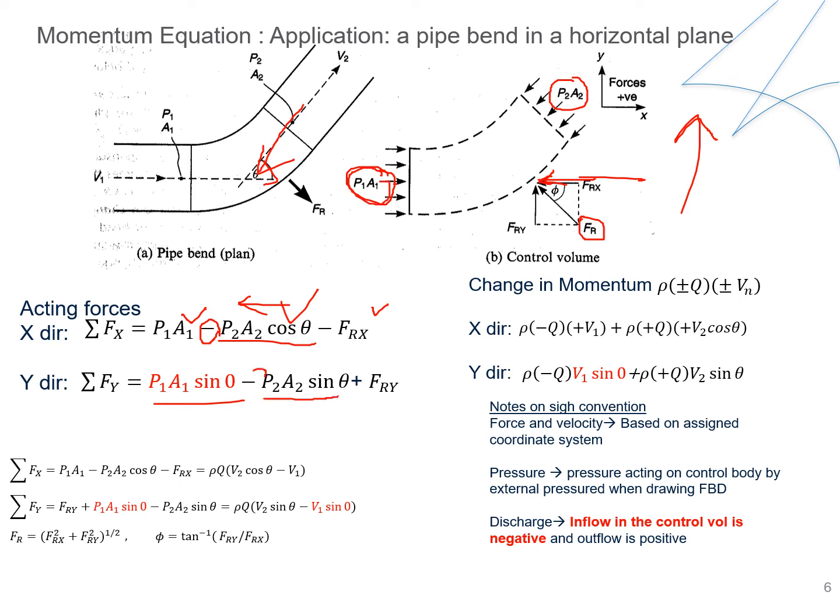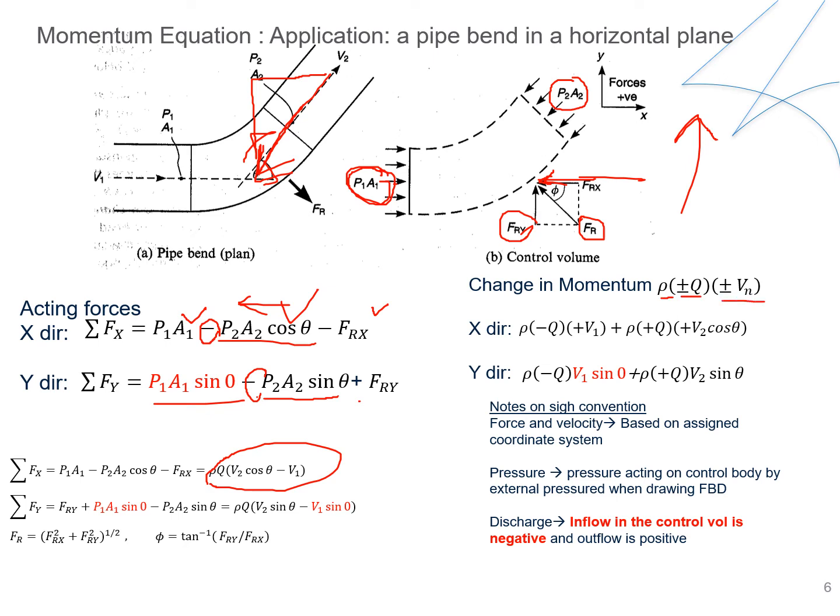Why negative here? Because the force is acting here and the resolution of this force, the pressure force in y direction, will be downward, and that's why negative, plus FRY, which is upward, that's why positive. Now this should be equal to the change in momentum. Okay, so how do we calculate the change in momentum? So rho times Q times V.